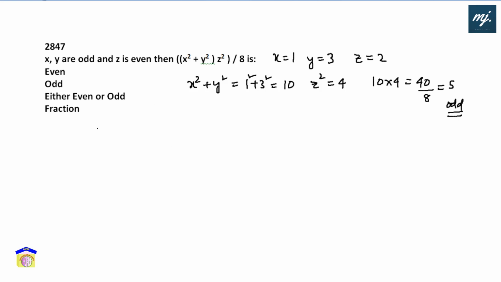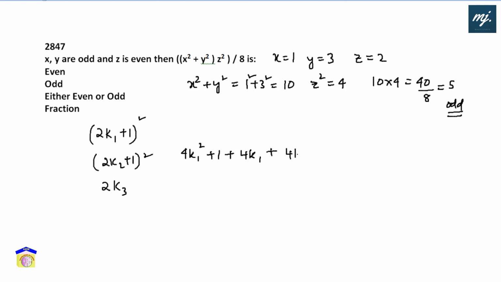Now let x be 2k1 plus 1, that is an odd number, and y be 2k2 plus 1, that is another odd number, where k1, k2 can be any number. And z is even, let this be 2k3. Then x squared plus y squared is 4k1 squared plus 1 plus 4k1, plus 4k2 squared plus 1 plus 4k2. This is multiplied by 2k3 whole squared, that would be 4 times k3 squared.